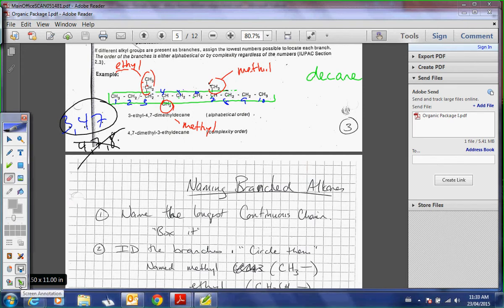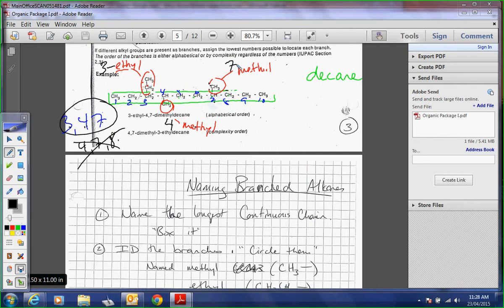Okay, and then now I need to tell the game which branch is on which number. And I do this alphabetically in terms of the branches. So ethyl gets priority over methyl, because E comes before M in the alphabet. So where is my ethyl? On carbon 3. So this is going to be 3 ethyl. Where's this methyl? On carbon 4. So this is 4 methyl, and this is of carbon 7.